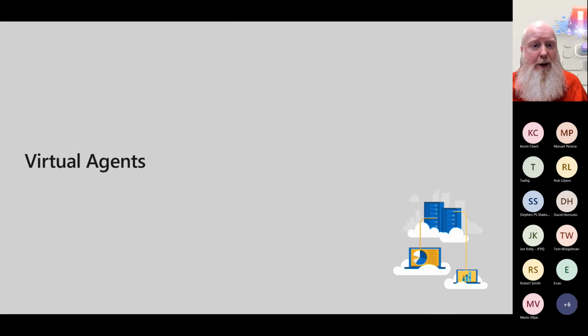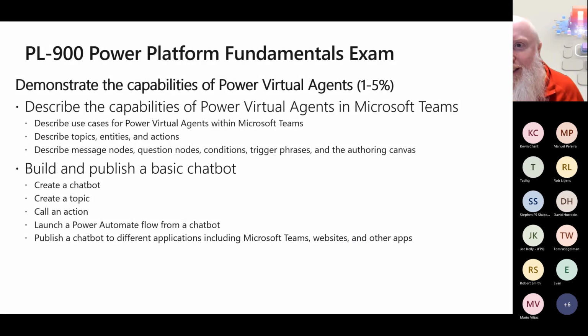Right, my final section before I talk about resources is Power Virtual Agents, and I'm not going to spend a long time on this because look at this percentage. It's 1 to 5%, which might mean you get 2, maybe 3 questions if you're unlucky on Power Virtual Agents where it's described the capabilities. So the key things you need to understand, if I was going to tell you to focus on one thing, is to understand what a topic is, understand what an entity is.